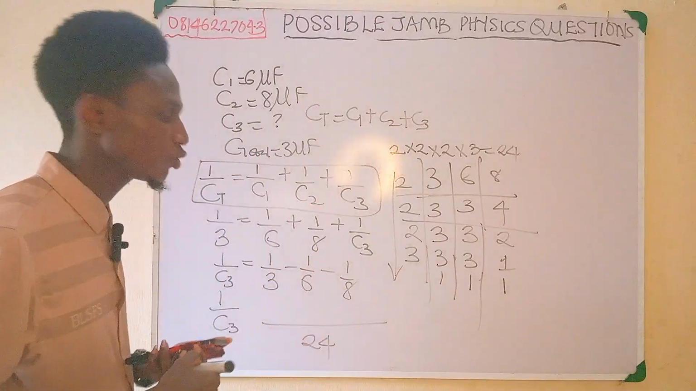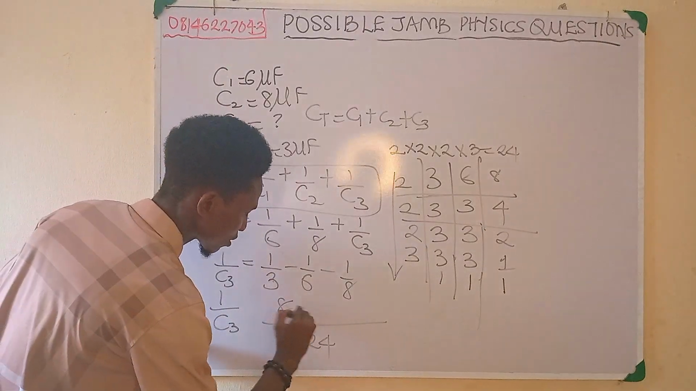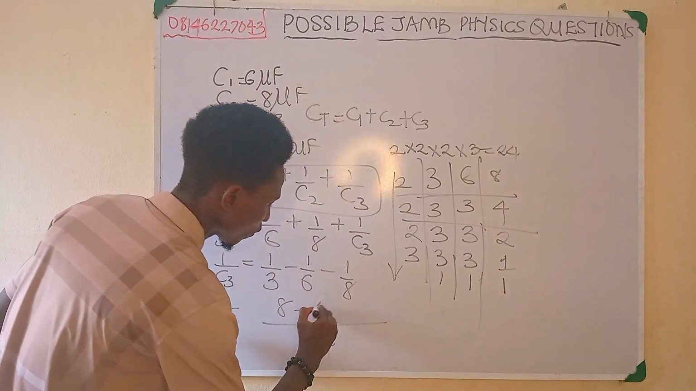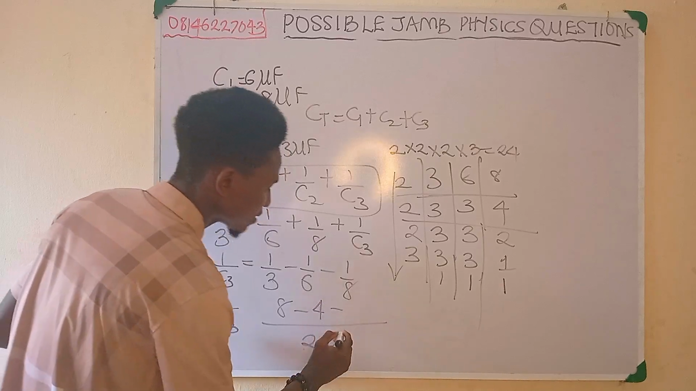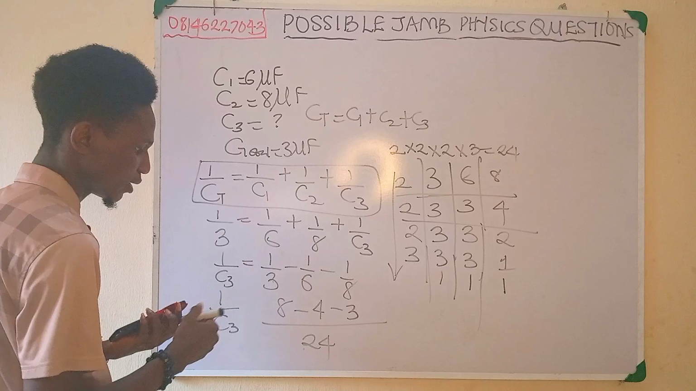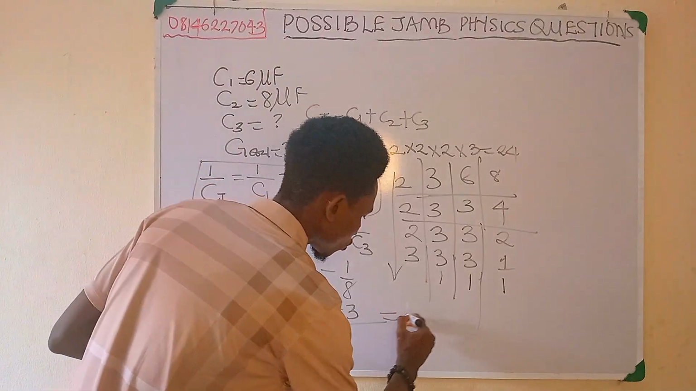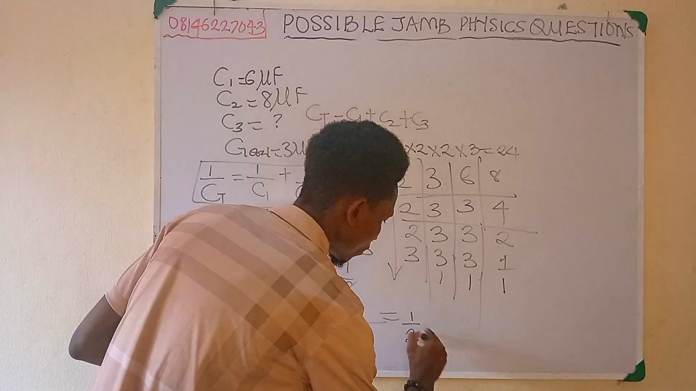Then what do you now do? 24 divided by 3 gives you 8. 24 divided by 6 gives you 4. 24 divided by 8 gives you 3. So you have 8 minus 4 minus 3. 8 minus 4 is 4. 4 minus 3 is 1. So you are left with 1 over 24.